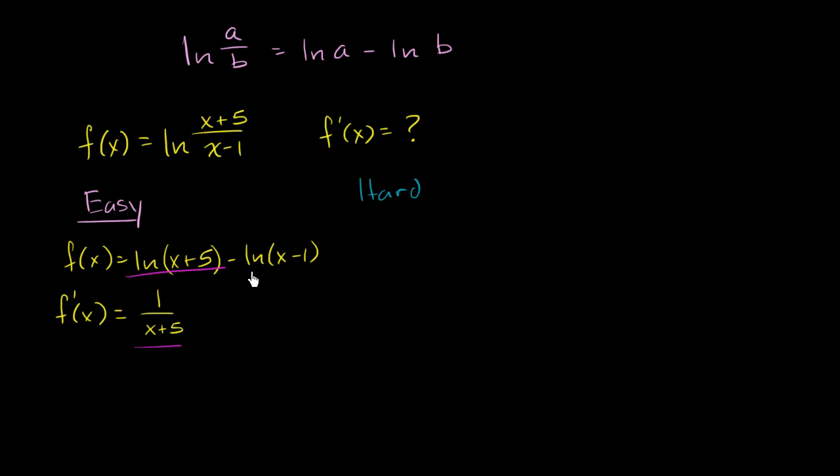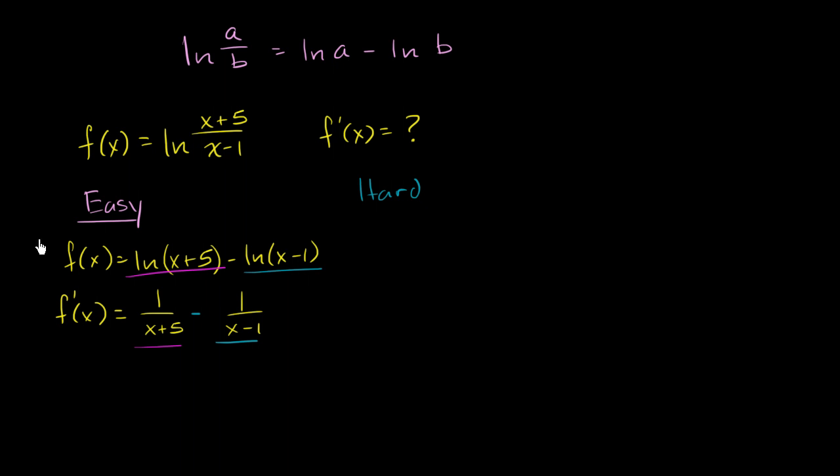And the derivative of this, well, let's see. We're going to have a minus sign there. And the derivative of natural log of x minus 1 with respect to x minus 1 is going to be 1 over x minus 1. And then the derivative of x minus 1 with respect to x is just 1. So you just multiply this by 1. Doesn't really change the value. And we're done. We were able to figure out the derivative of f.